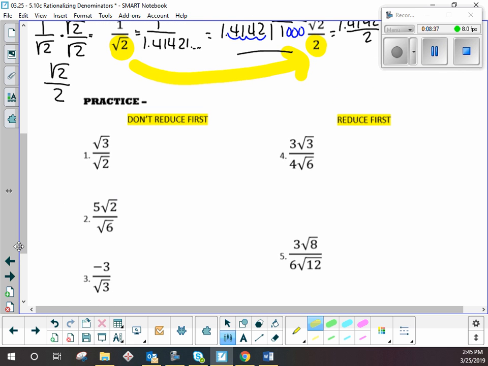So we're going to do a few problems, and then after this I have a practice worksheet for you. These problems on the left, we're not going to reduce anything first, just to practice the basic skill. And then these problems on the right, we will reduce first and then add the skill in. So when I'm looking at number 1 here, rad 3 over rad 2, what don't I like about how it's written right now? The radical on the bottom, right? So we want to get rid of the radical on the bottom. So how do I do that?